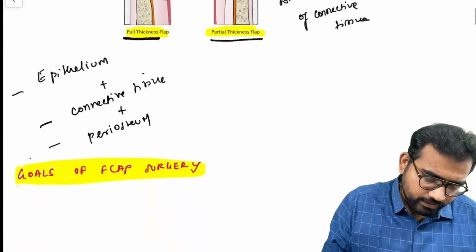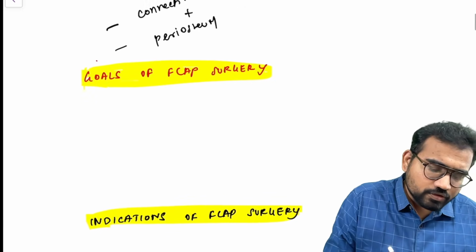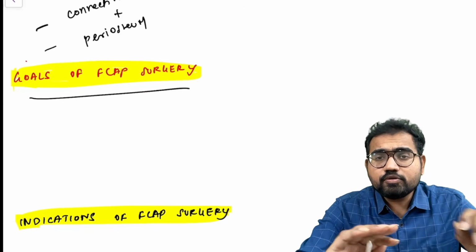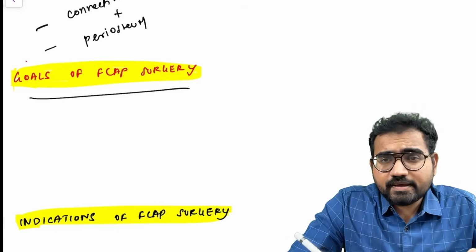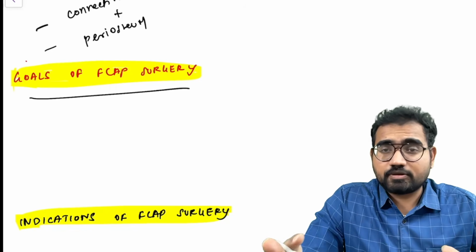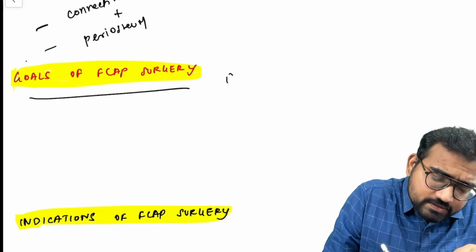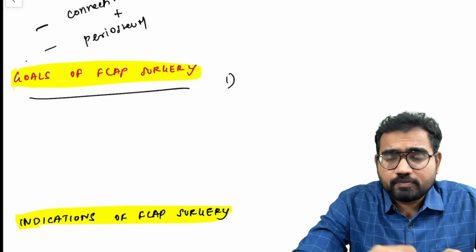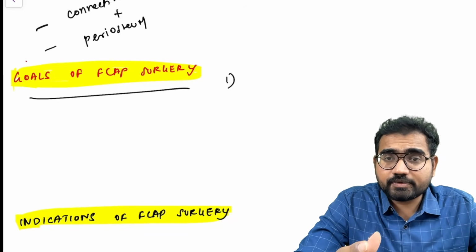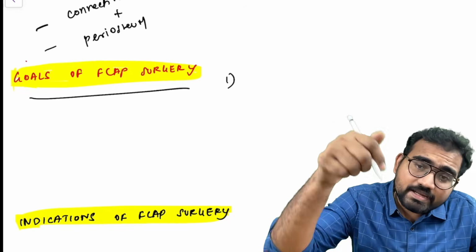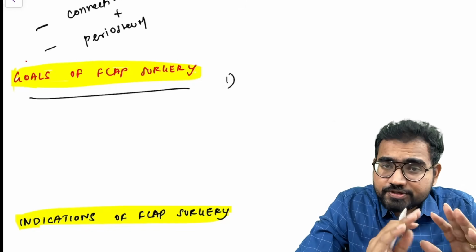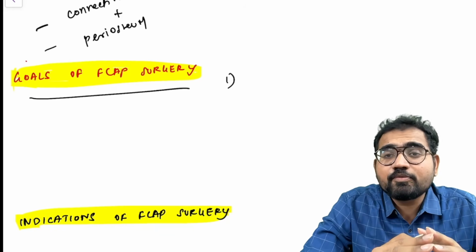Fine, very good. So now moving on to the goals of flap surgery. Why do we need to do a flap surgery? I'll tell you very easy and self-explanatory goals of flap surgery, which you need not memorize at all. Okay, so the first one is, I'm going to visualize the bone. That is the definition of flap, right? A flap is a section of gingiva which is surgically separated from the underlying bone so that I can see and I can insert my instrument and do debridement, right?